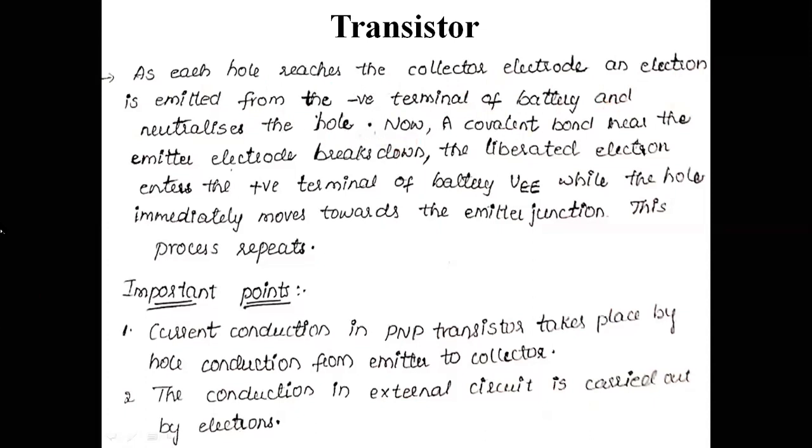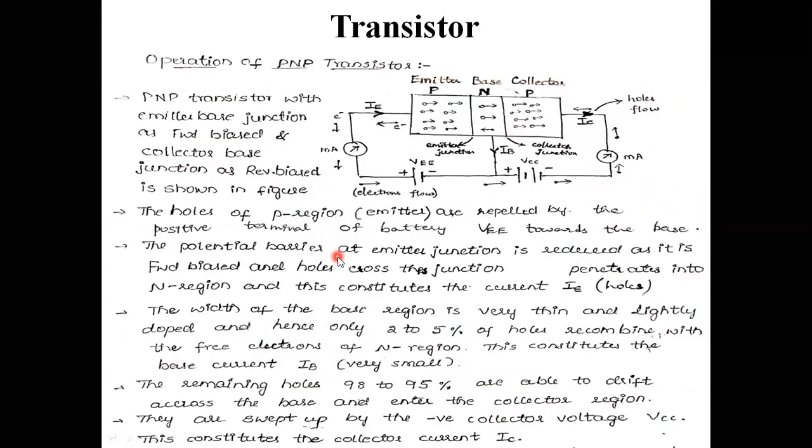Now a covalent bond near the emitter electrode breaks down. The liberated electron enters the positive terminal of battery VEE, while the hole immediately moves towards the emitter junction. This process repeats. Here the electrons in the n-type semiconductor material are going to be attracted towards the positive terminal of the battery, and the flow of electrons is in this direction.